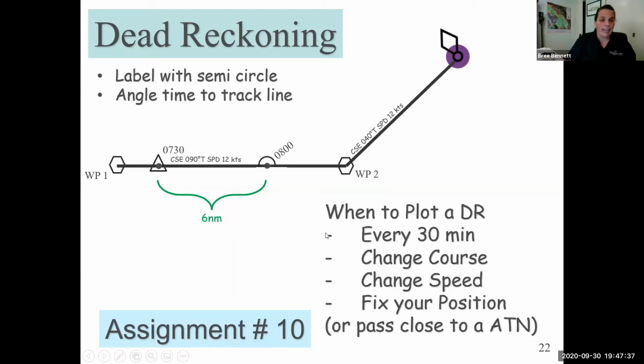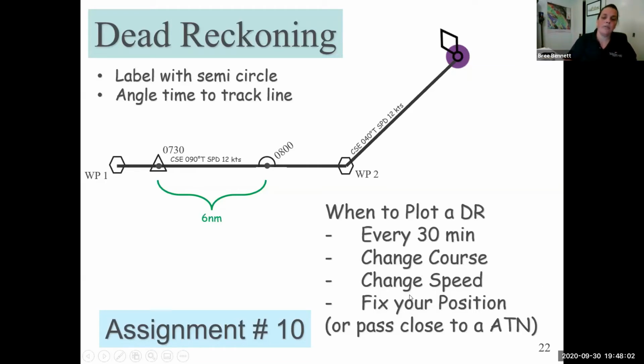So when do we plot? Every 30 minutes, or if we change course. So if we change course, that vector is no good anymore. The vector has changed. So we need to replot our DR. If we change our speed, our vector has changed. So we need to replot our DR. That distance would have changed.